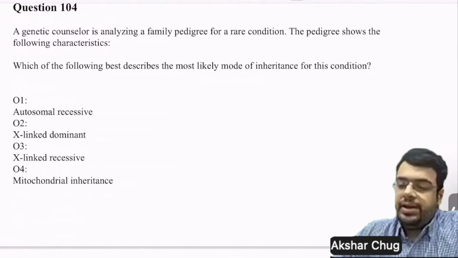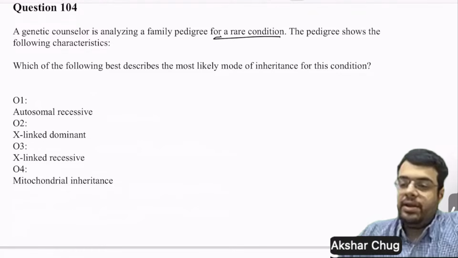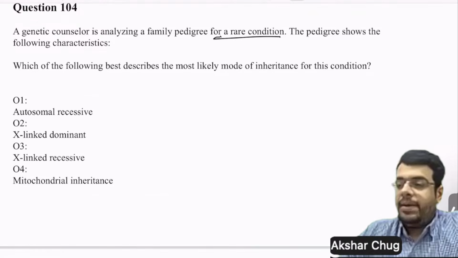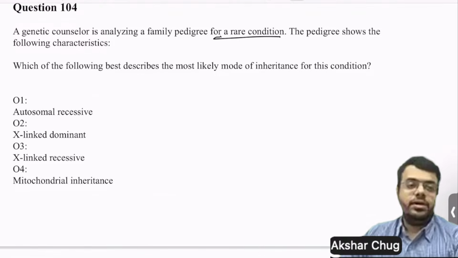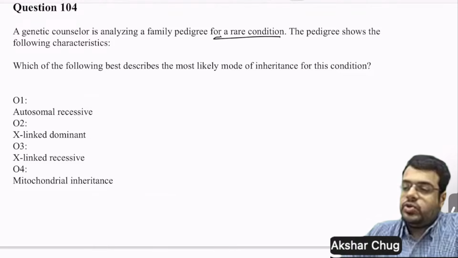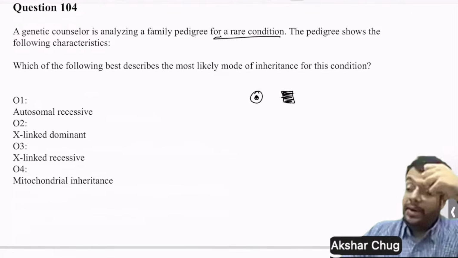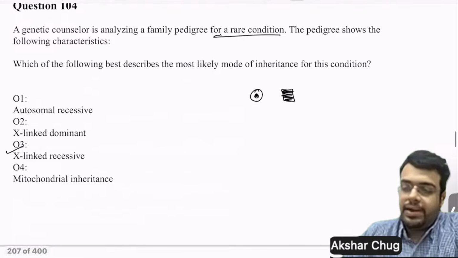A genetic counselor is analyzing a family pedigree for a rare condition. The pedigree shows the following characteristics. Which of the following best describes the most likely mode of inheritance of this condition? Now the pedigree here showed the carrier state of females, whereas the males were affected. This pattern of pedigree is classically seen in X-linked recessive traits like hemophilia. So the answer over here is option 3.